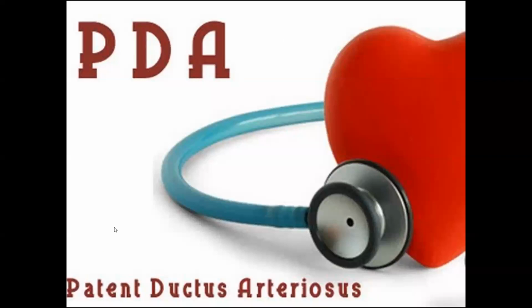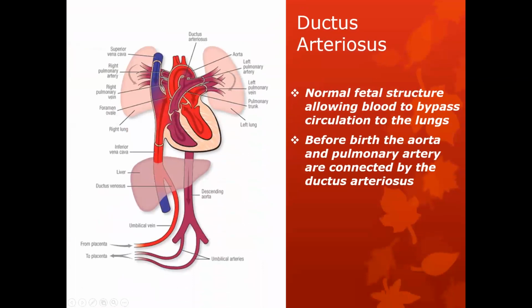We're going to discuss PDA, patent ductus arteriosus. So we talked about this shunt occurring in fetal circulation because blood doesn't need to flow to the lungs in a fetus. So instead of flowing to the lungs, 90% of it crosses over this channel called the ductus arteriosus and goes directly into the aorta.